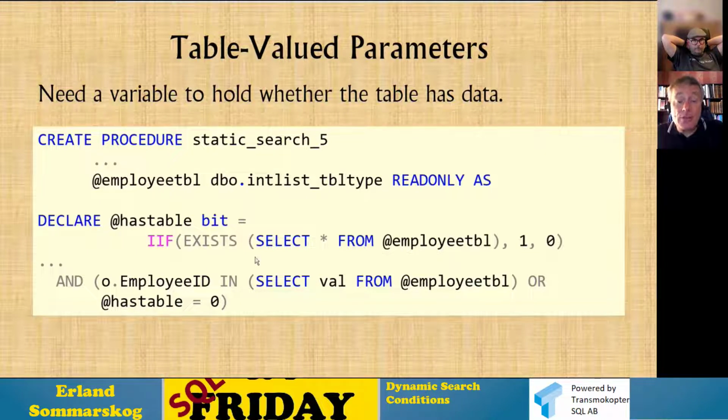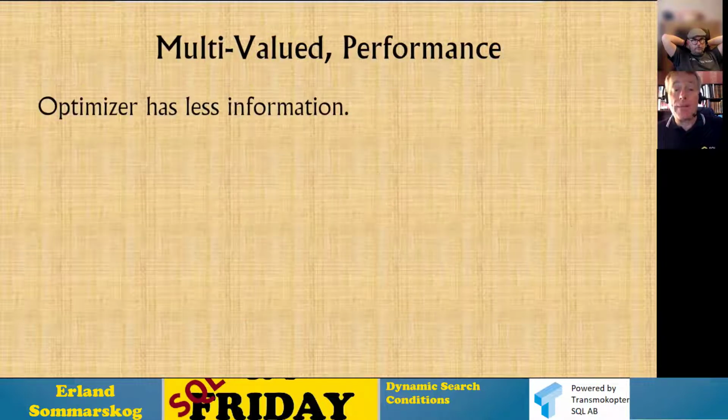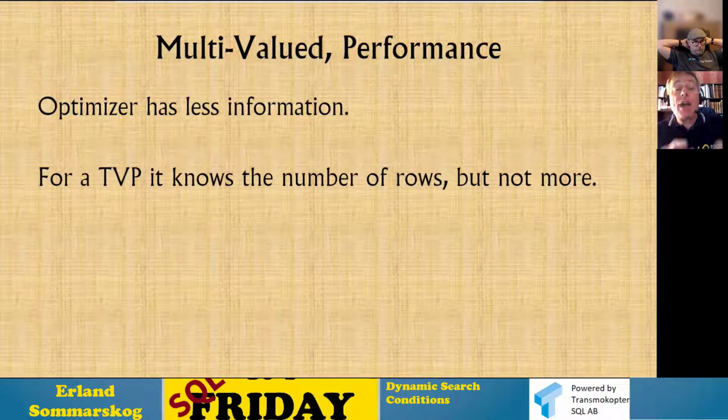The reason for this is that if you put this exists down here, SQL Server would not handle the table variable as a constant. It will still go and check it at runtime, and then the plan will not be the optimal one. So we need this extra step. Now, so far, this is the logic of doing multi-value parameters. However, performance is a little problematic here because the optimizer knows less. If we have a TVP, the optimizer knows how many rows there are in the TVP, but that's all. It doesn't know which employees.